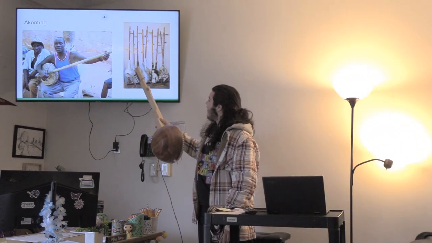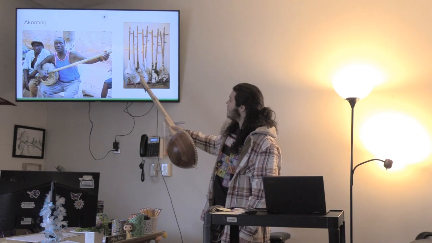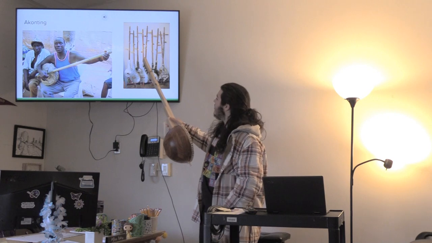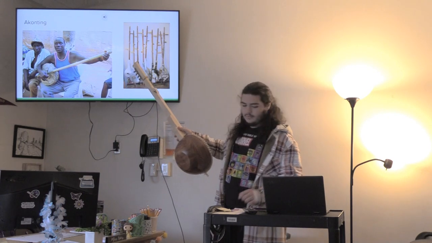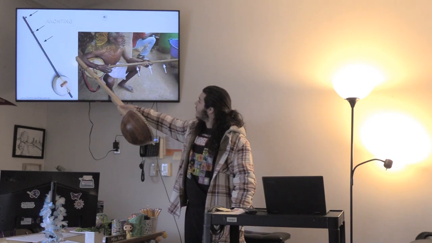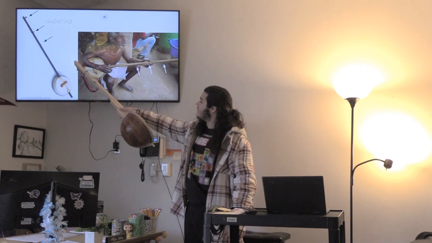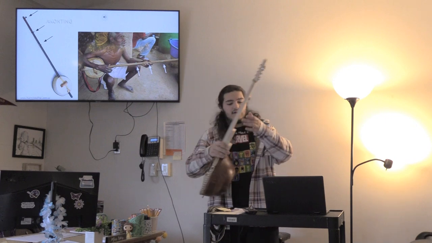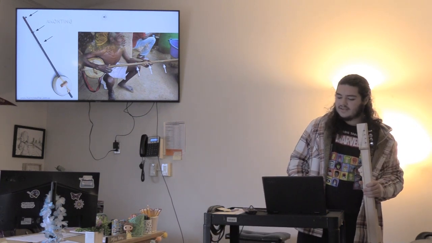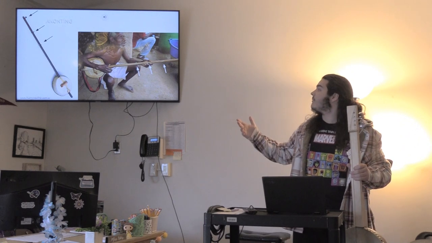It had animal skin for the head, and it was tacked on. And then they just used a single neck, almost like a broomstick or a dowel, and they kept the strings on with either leather rings on this one, or mechanical tuners on that one. That's a bit of a newer one. So the banjo does come from Africa, and all these things have transferred to the modern day banjo, except for the leather rings.